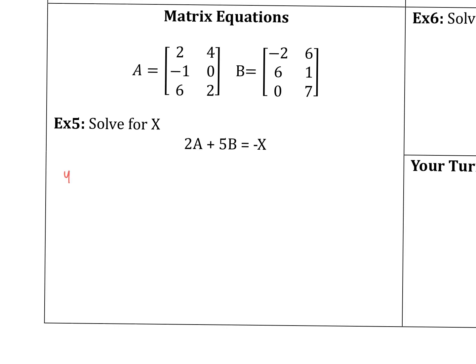2 times 2 is 4. Negative 1 times 2 is negative 2. 2 times 6 is 12. 4 times 2 is 8. 0 times 2 is 0. And 2 times 2 is 4.